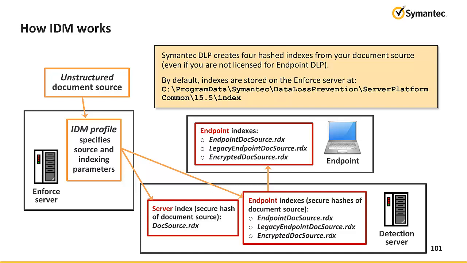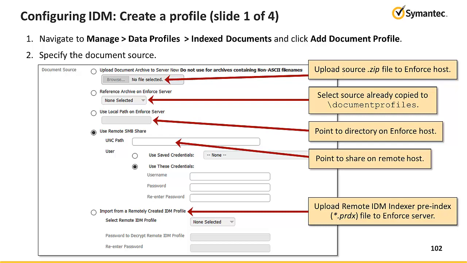For instance, if a Discover scan analyzes a file containing all or part of your document source, the IDM index enables Symantec DLP to detect the matches and create an incident. Here are the high-level steps for creating an IDM profile. First, in the Enforce Administration console, navigate to Manage, Data Profiles, Indexed Documents, and then click Add Document Profile.